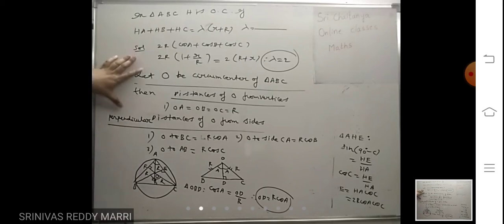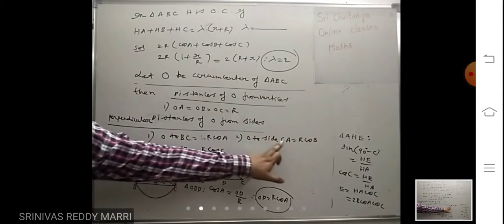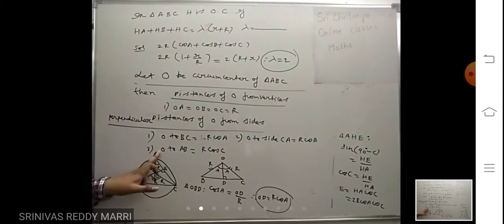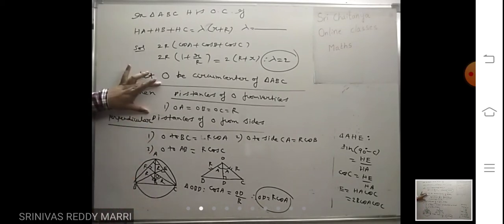You have to remember this formula. From O to side BC, R cos A. From O to side CA, R cos B. From O to side AB, R cos C. These are the formulas you have to remember. To the vertices, it is obvious, that is the circumradius.